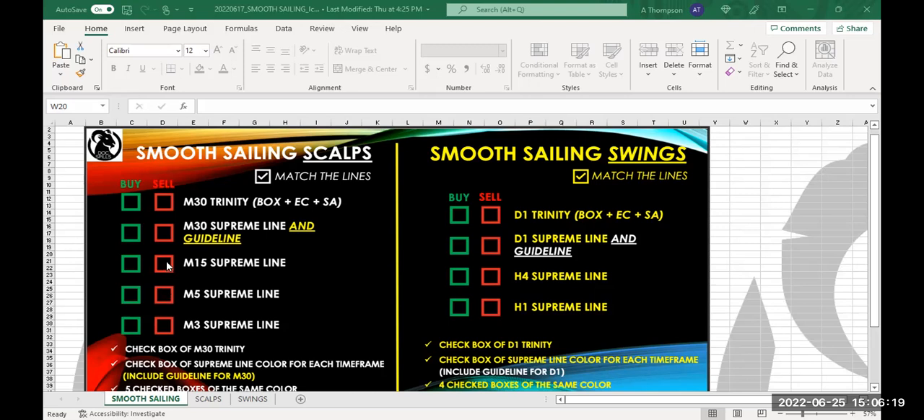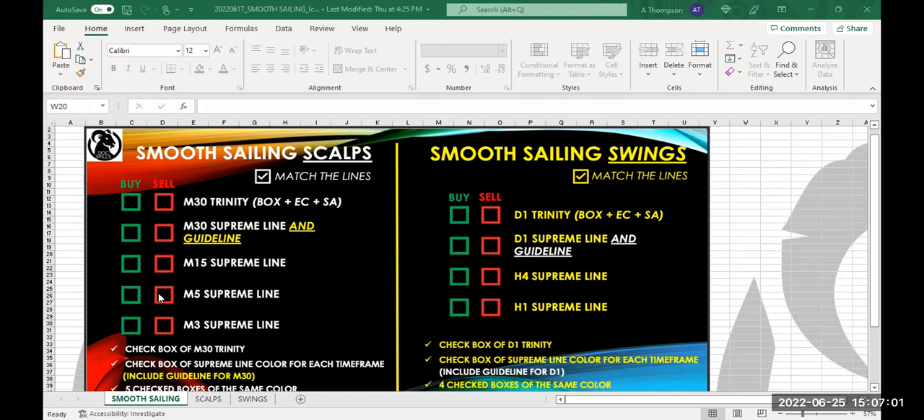Let me go back, because I need to say that again for clarity. You're only looking for the two lines on the 30. But once you move to the 15, you're only looking for the supreme guideline. We don't care about the other guideline anymore. We're only looking for the supreme guideline. You're going to mark that box, and then you're going to drop down to the 5. If at any time the supreme guideline is not the same color as your box and the previous supreme line, you're going to abort the mission. You're done.